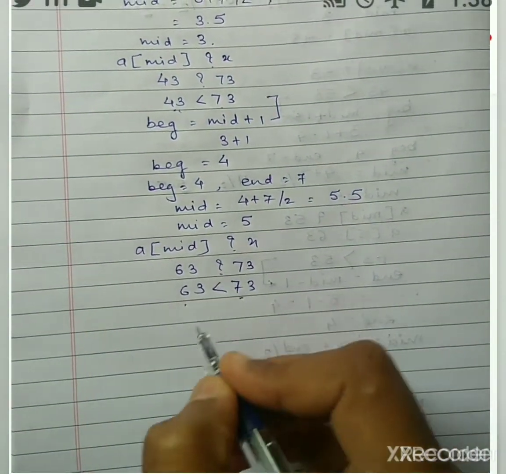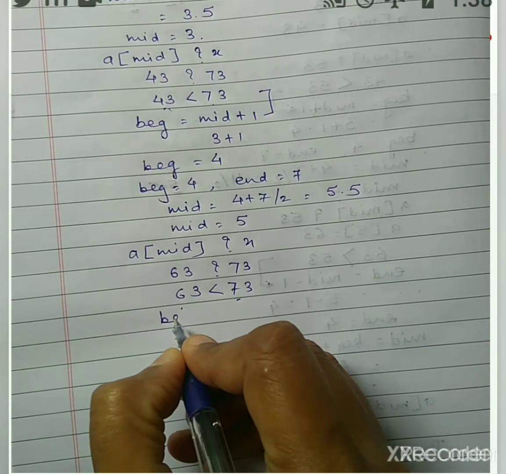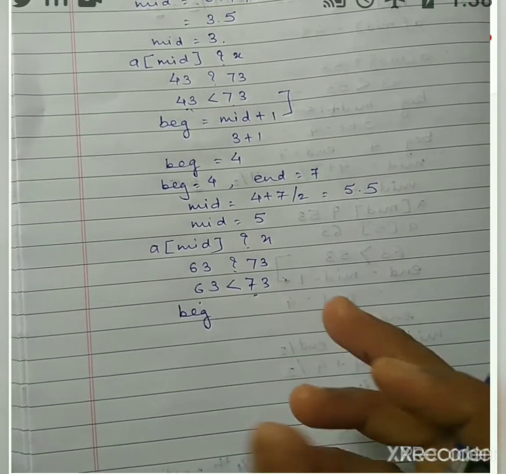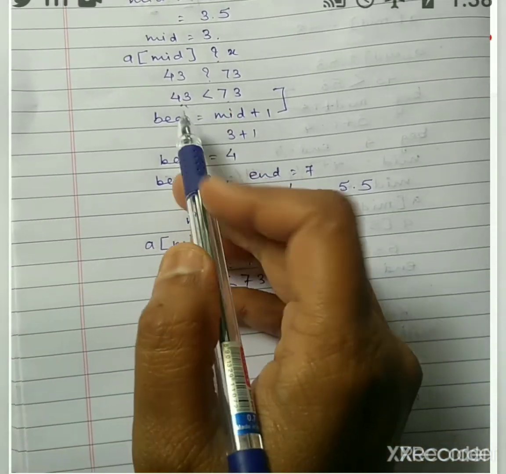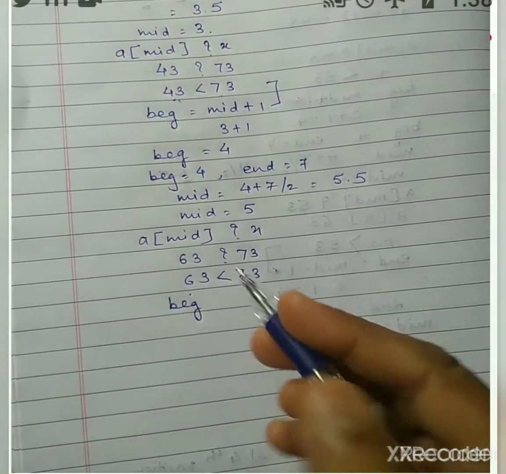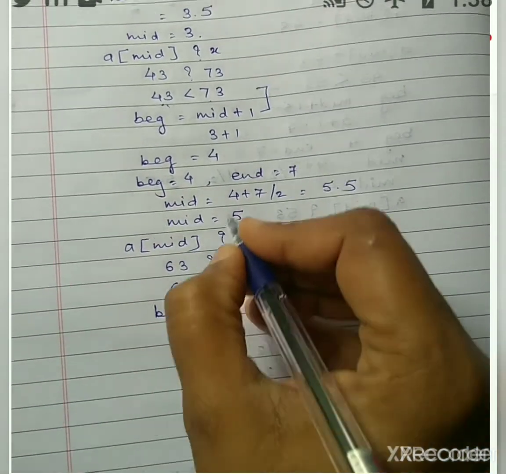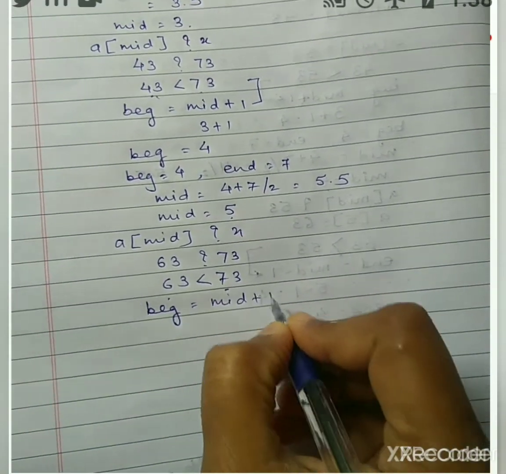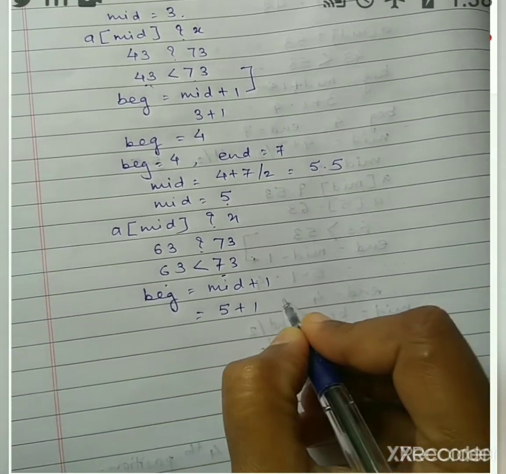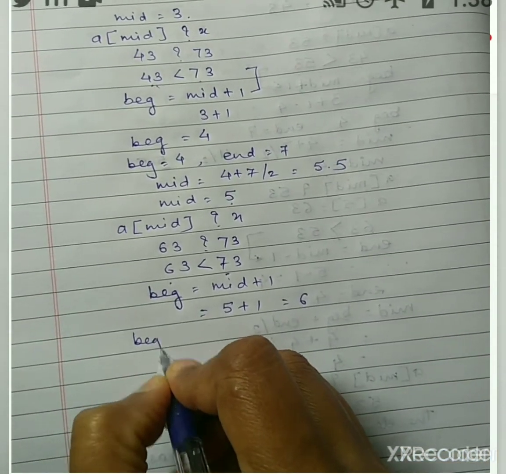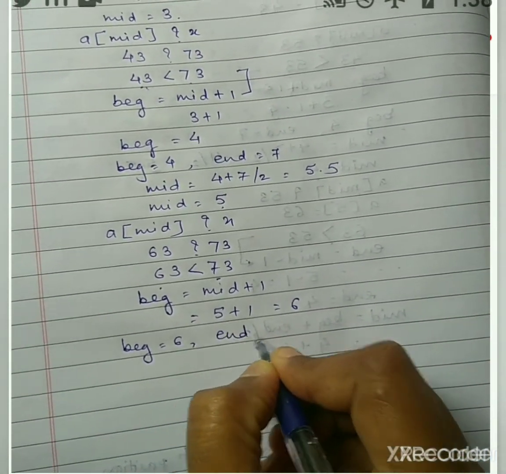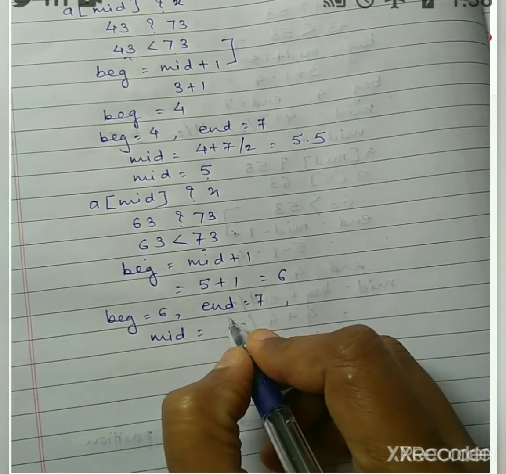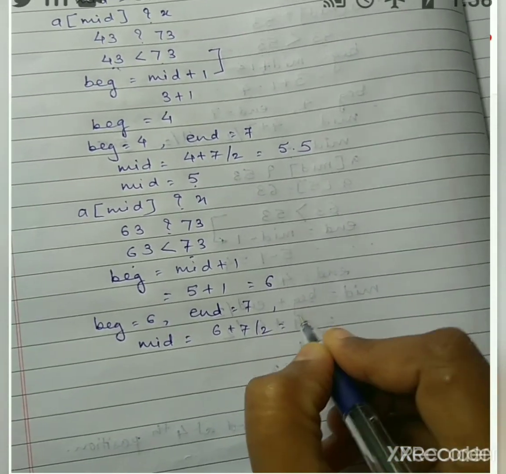It is not necessary that we change the beginning and end one by one. It may happen that we have to change the beginning in a number of iterations. So beginning here we have to change. Now the mid is equal to 5, the new beginning equal to mid plus 1, that is 5 plus 1, that is 6. So the new beginning is equal to 6. The end is as it is, that's 7. So we have to calculate the mid again. Mid is equal to 6 plus 7 divided by 2, that is 13 by 2. So it is 6.5 and we have to take it as 6.